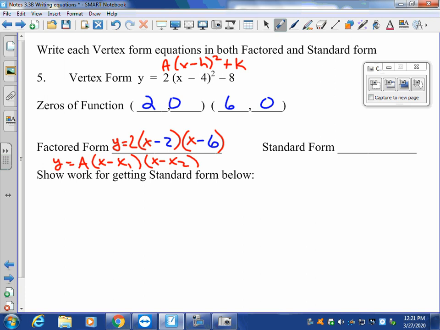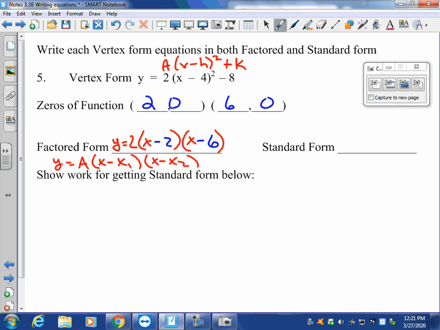Now you have a choice. You can work out vertex form to standard, or you can work out factored form to standard. I don't care which one you use, but I'm going to tell you it is a lot easier to do factored form to standard than vertex form, because squaring the parentheses is a little bit more than just squaring. So I'm going to use factored form.